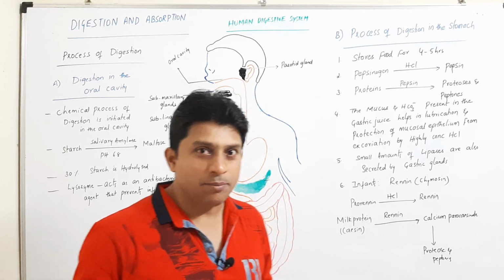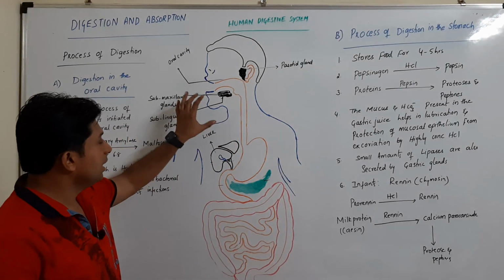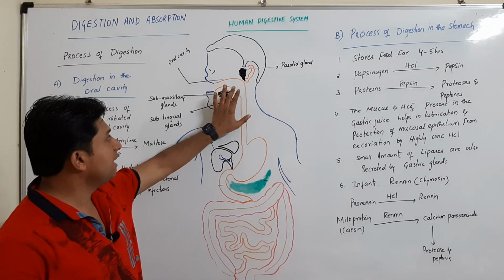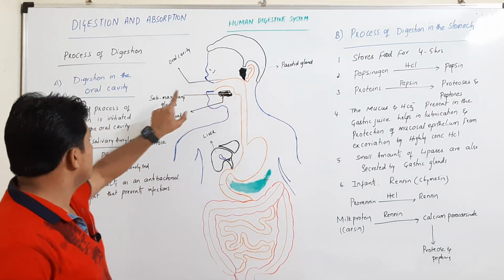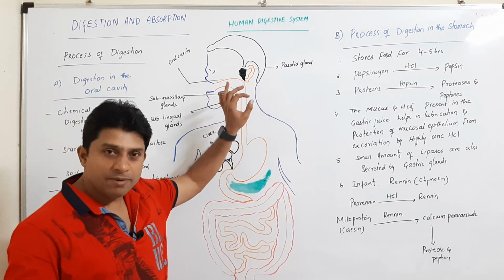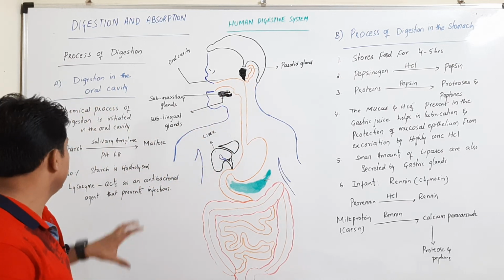So first, the process of digestion starts in the oral cavity. In the oral cavity, salivary glands are present. Salivary glands secrete saliva, right? So this saliva contains enzymes. So the enzymes act on the food and the chemical process is initiated in the oral cavity, right?